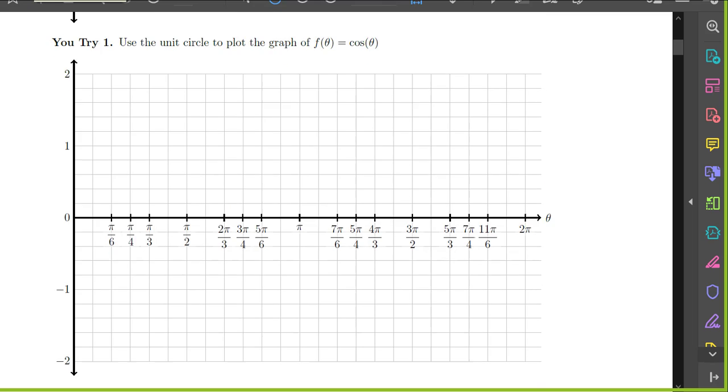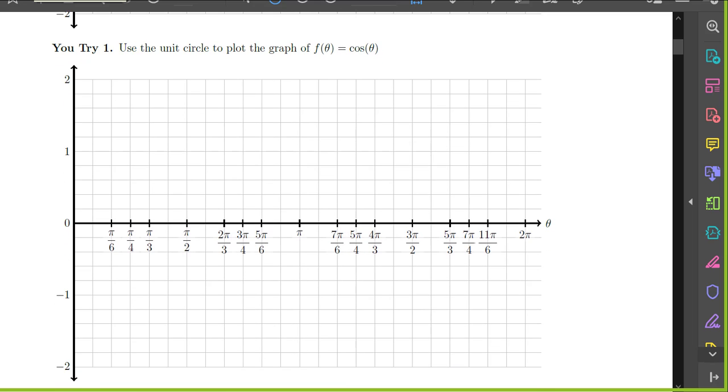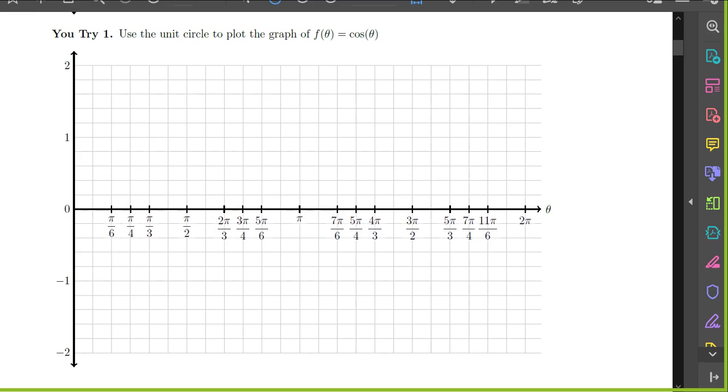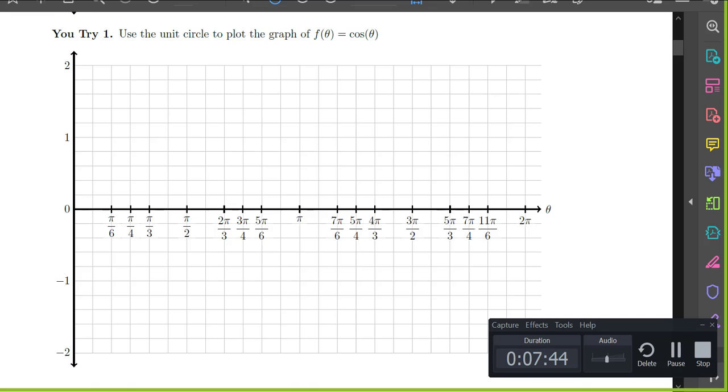All right, so now it's your turn. I would like you guys to go ahead and draw a sketch using the same idea of the cosine function.